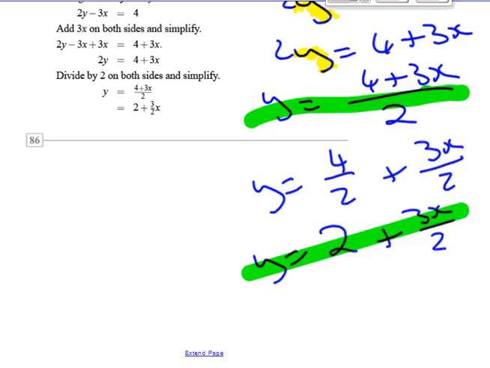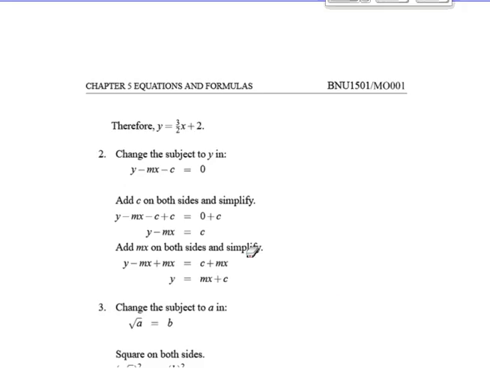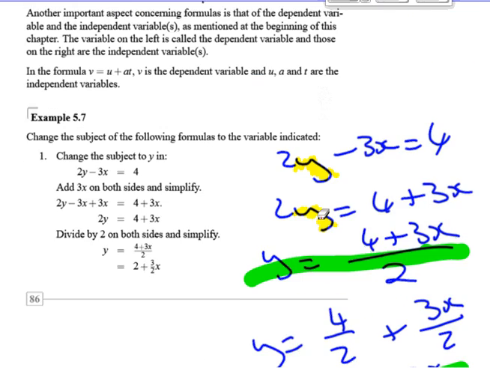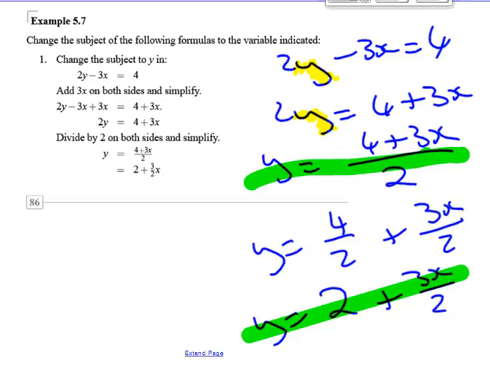Okay. Any questions up to there? You're good? You're sure? All right. And here they've shown us the answer. Sorry, what they could also do over here is they could then rewrite it and say that your answer is y equals 3 over 2x plus 2. So they could change the order as well. It's the same thing though.